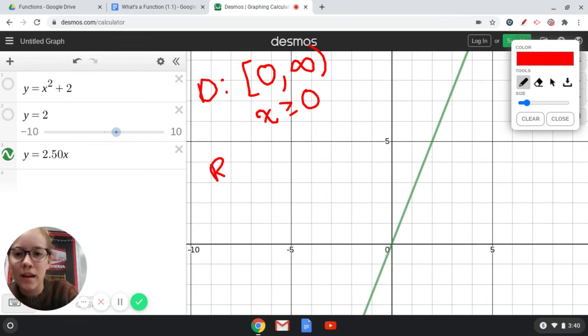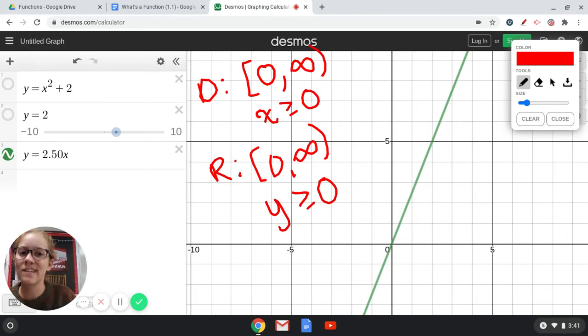All right. And now range. Total number of carrots. Again, we're not going to buy less than 0 pounds of carrots because that would be us giving the store carrots, which means our range actually isn't this portion of the line down here. So our range is also the same. It'll be 0 to infinity. But this is going to be y instead because range is y. So y is also greater than or equal to 0. So that would be your domain and range in this situation.